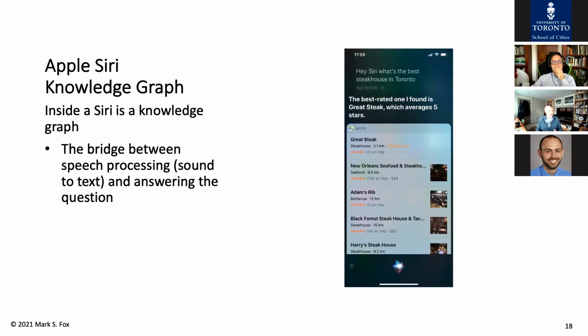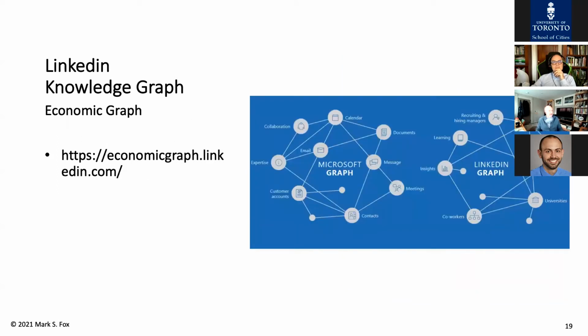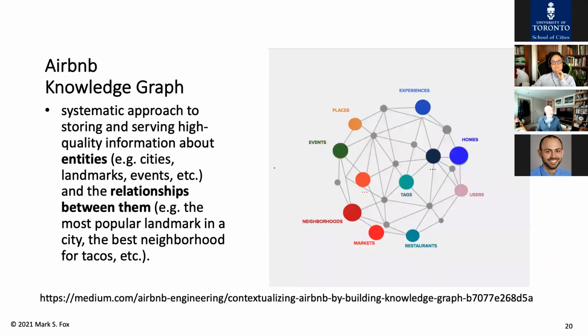Apple Siri has a knowledge graph sitting on your phone, so that when you're talking to Siri, it uses the knowledge graph to bridge between the speech processing, that is the sound to text, and answering the question. LinkedIn has a knowledge graph. It's called their economic graph, and since their acquisition by Microsoft, it has been integrated with Microsoft's knowledge graph. And Airbnb has their own knowledge graph, which provides a systematic approach to storing and serving high quality information about entities, relationships, cities, landmarks, events, et cetera. So this knowledge graph technology, as you can see, has found its way into use on major platforms around the world as we speak.